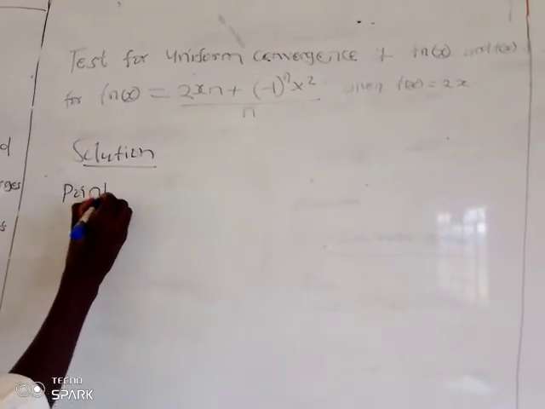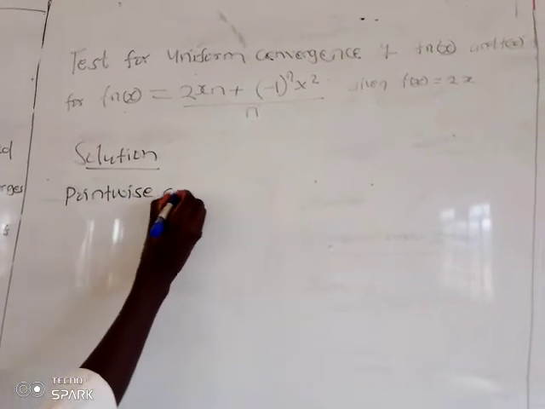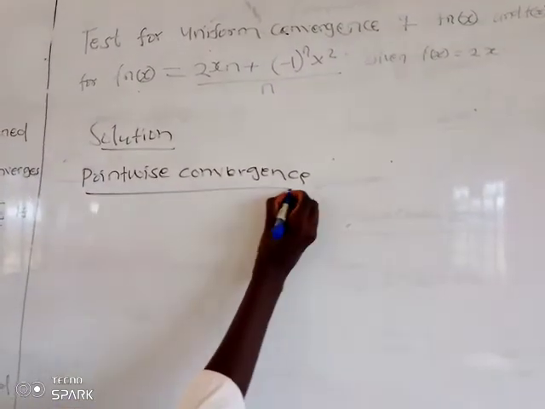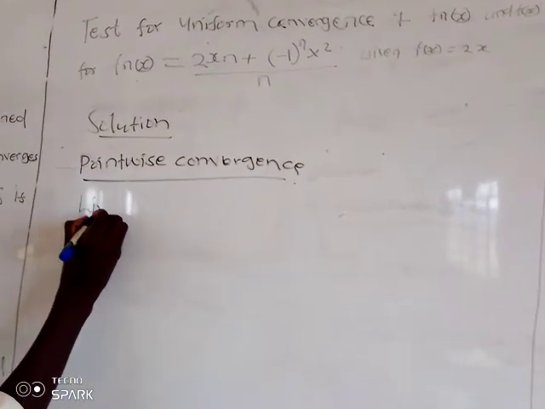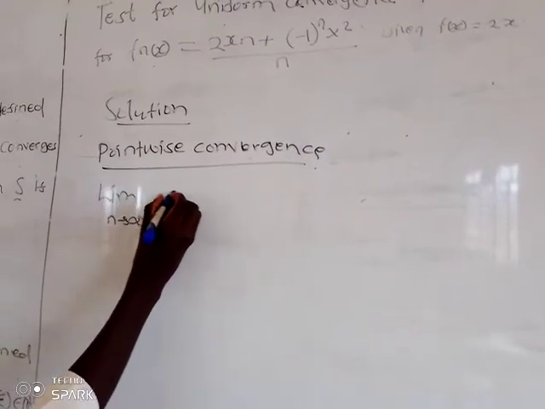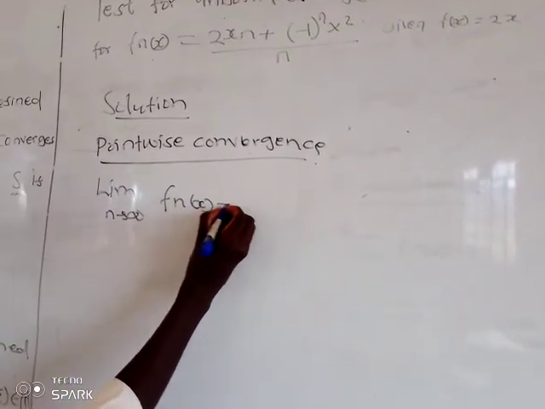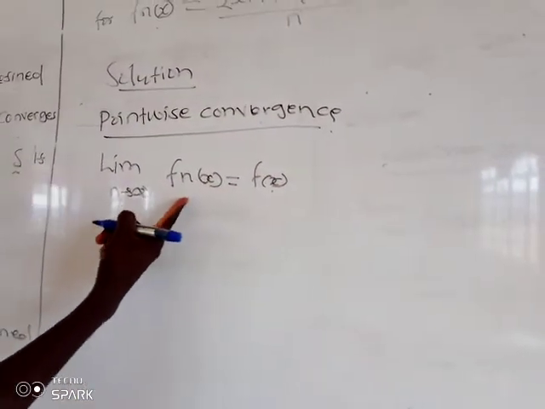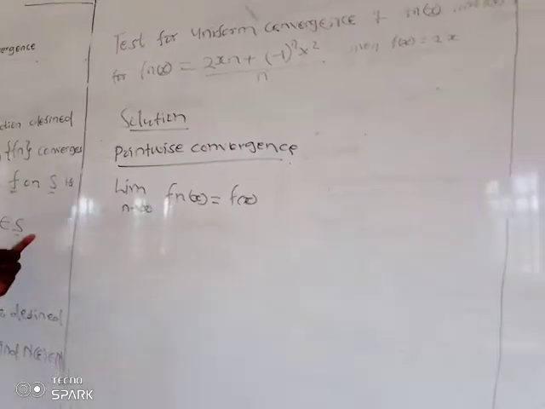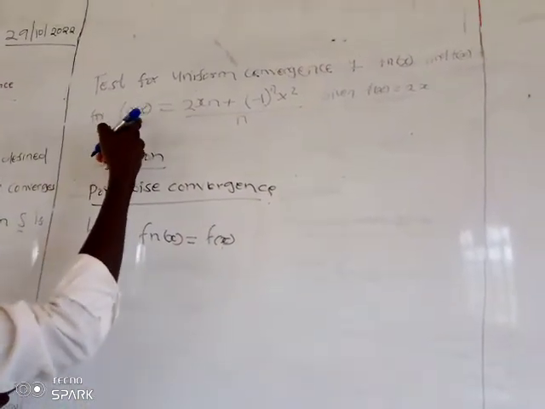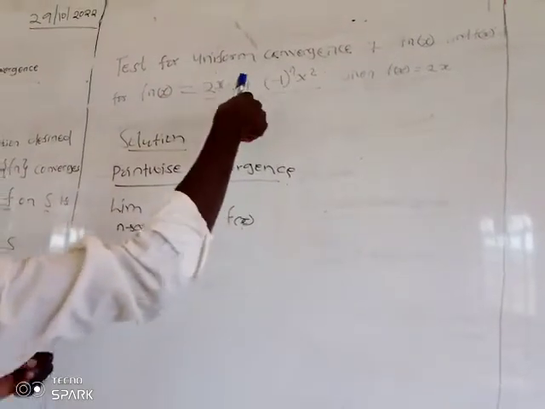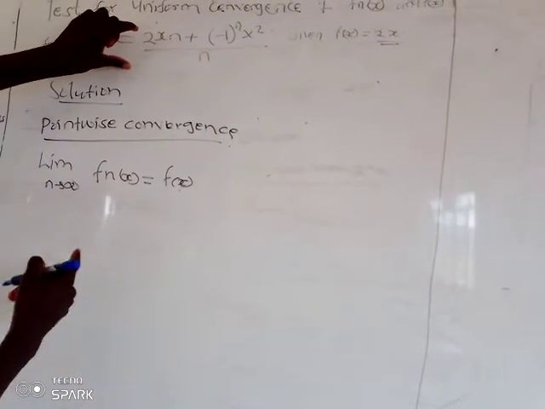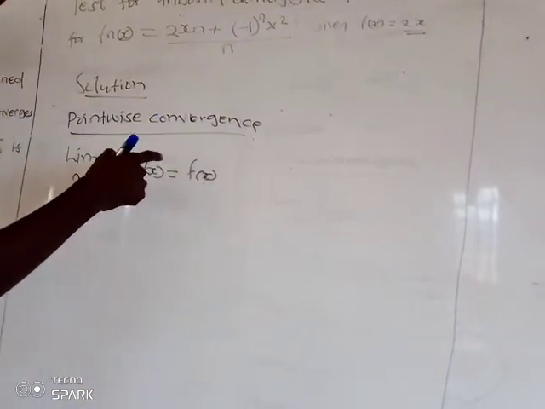Solution. Pointwise convergence. We introduce the limit as n tends to infinity of our f_n of x, which should be equal to our f of x. This is the formula for testing for pointwise convergence. You have been given your f_n of x, so you will solve this. Whatever you get, if it is equal to 2x, then this implies that it is a pointwise convergent function.